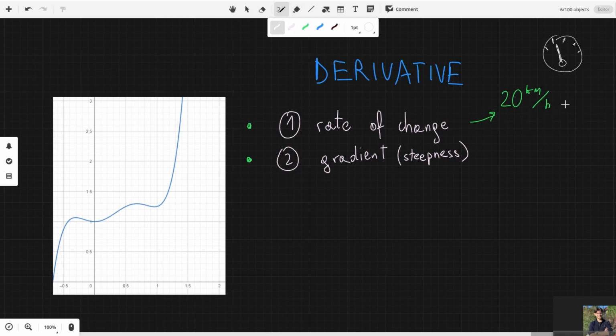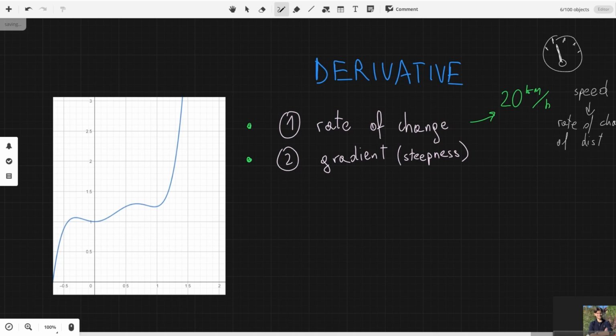So velocity in this case, or speed, we will be talking about the distinction in the future, but the speed in this case is nothing but the rate of change of distance traveled, where the word rate refers to per unit time.